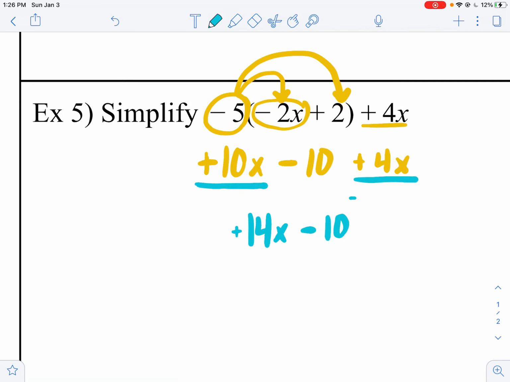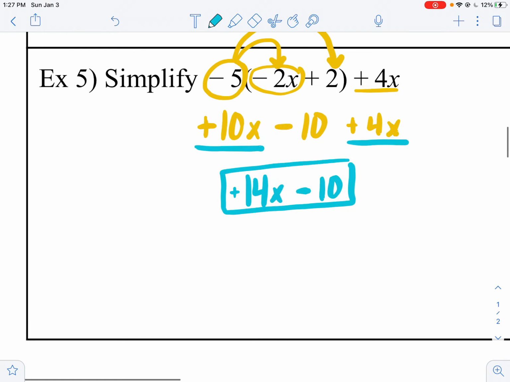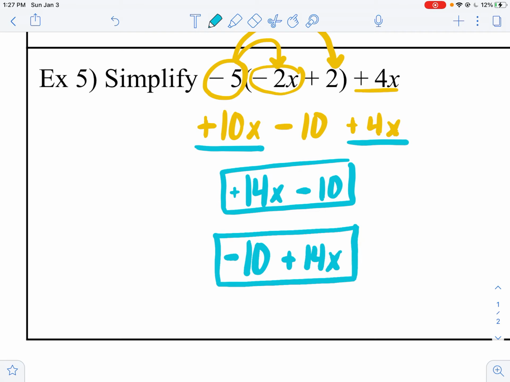Now, I always like my x term to come first because as you get better at this, that's kind of like the standard is to have your x term first. But if you had here negative 10 plus 14x, this is also correct because of the commutative property of addition. You're allowed to flip-flop terms in addition.